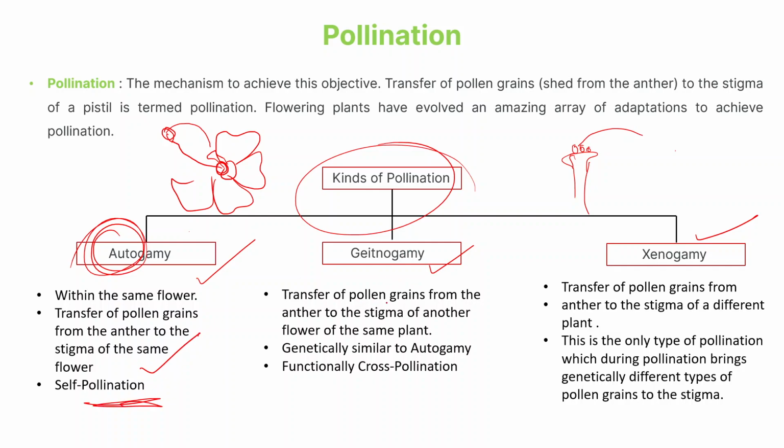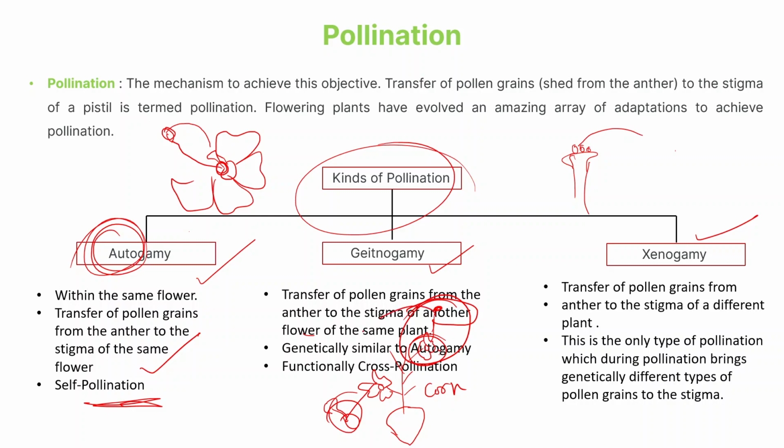Now, geitonogamy is transfer of pollen grains from the anther of one flower to the stigma of another flower. It means the plant remains the same. If it is the plant of, let's say, corn, right? So for example, this is my flower. Anthers of this flower will reach the stigma of this flower. So transfer of pollen grain from the anther to the stigma of another flower. Okay, flowers might differ, but the plant remains the same. So genetically similar to autogamy, but here two different flowers are involved.